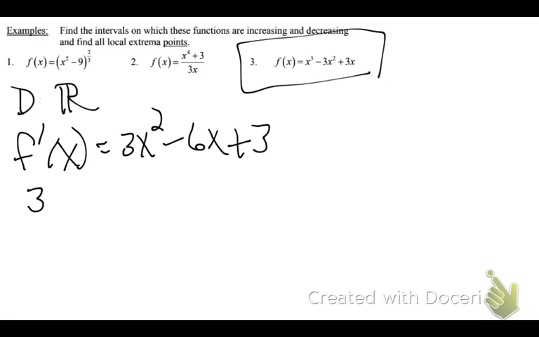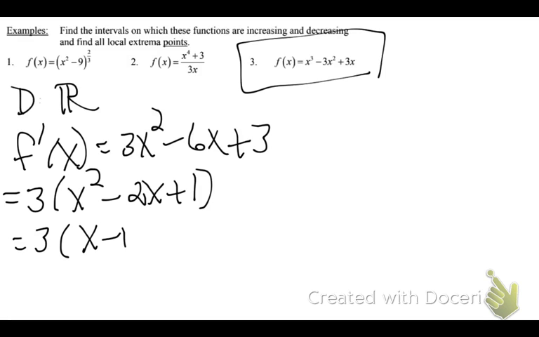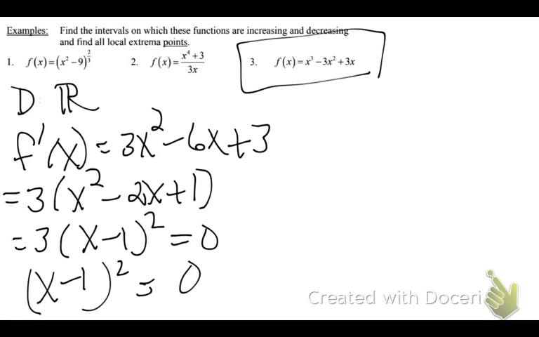We can factor out a 3, x squared minus 2x plus 1. That's a perfect square trinomial. So this will factor into x minus 1 squared, and I want to know where this is equal to 0. So divide by 3, we get x minus 1 squared equals 0. If I square root both sides, plus or minus, square root of 0 is just 0. So I get x equals 1. So we just have one critical number.